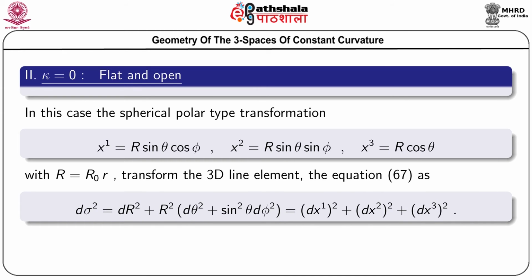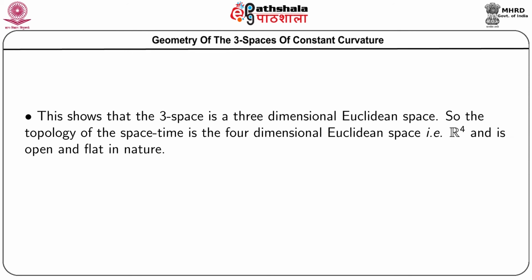like this. So, d sigma square will be equal to dr square plus r square within the first bracket d theta square plus sin square theta d phi square, and by this transformation we get dx1 square plus dx2 square plus dx3 square. And this shows that the 3-space is a 3-dimensional Euclidean space. So, the topology of the space time is the 4-dimensional Euclidean space, that is R4, and is open and flat in nature.